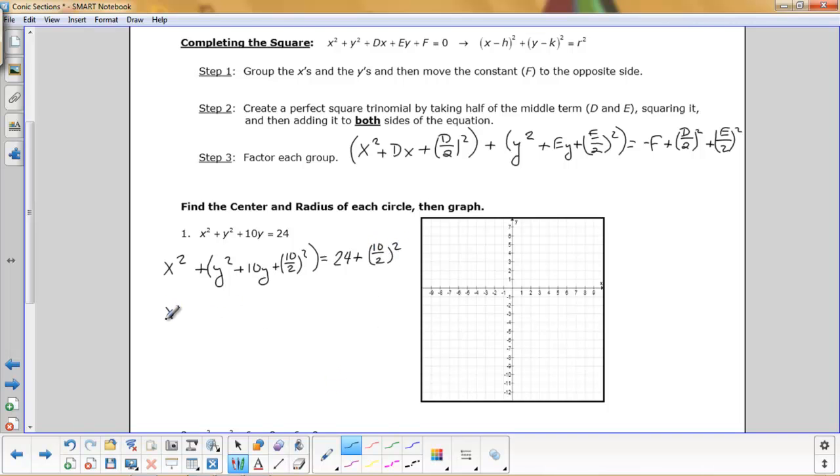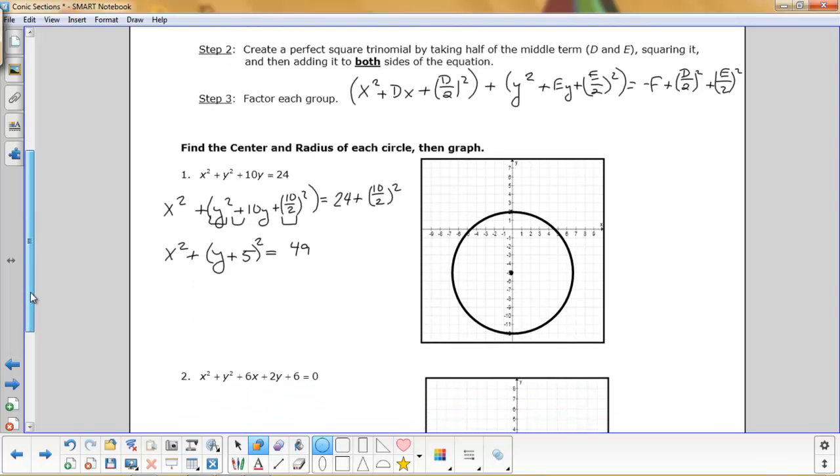So that's going to give me x squared plus (y plus 5) squared. Remember, it's going to be first term, symbol, second term. Then this turns out to be 49. So that means my center is located at (0, negative 5) down here, and I have a radius of 7. And there is my circle.